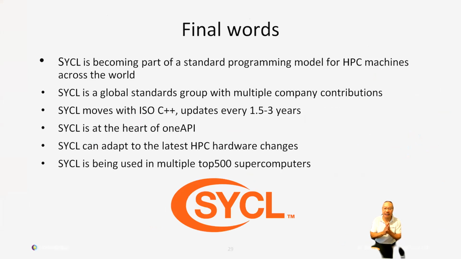SYCL can be a part of a standard programming model for all HPC systems, including Europe, Asia, and North America. SYCL is homegrown, an EU, UK company led its development since 2012, but now it is an open standard with multiple company contributions and lots of European and Asian projects. It moves with ISO C++ and updates every 1.5 to 3 years. It's part of oneAPI. It adapts to high performance computing change, hardware change, and is now moving towards safety critical. It's adopted by the ECP for the first exascale computer in Aurora, now also in Perlmutter, and soon we hope in Europe and Asia HPCs.